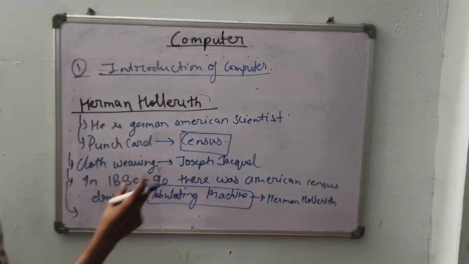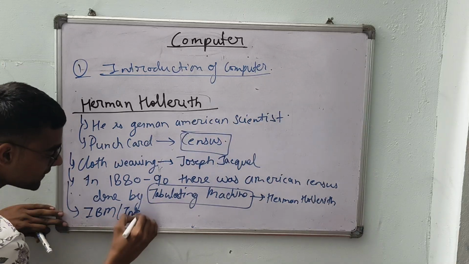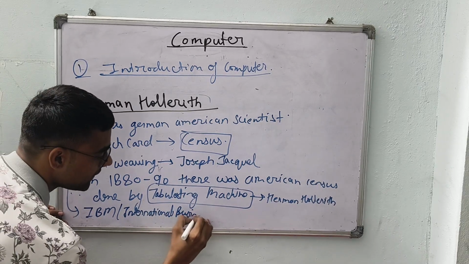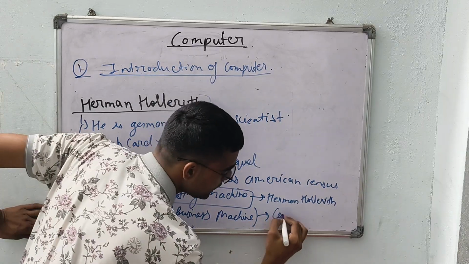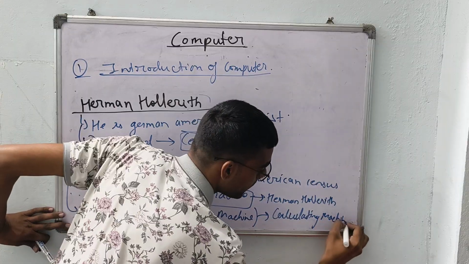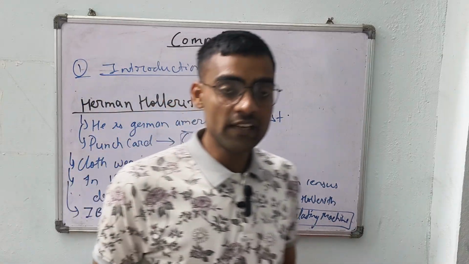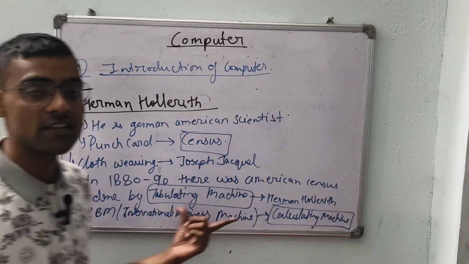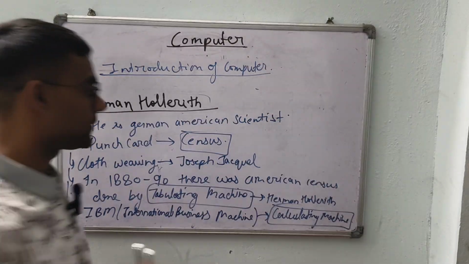And after it, Hermann Hollerith also founded what became IBM. IBM is known as International Business Machines. Previously, it was known as the Calculating Machine company. So Hermann Hollerith started the calculating machine company. After it, its name was changed and it became IBM, International Business Machines, which is a famous company used all over the world.